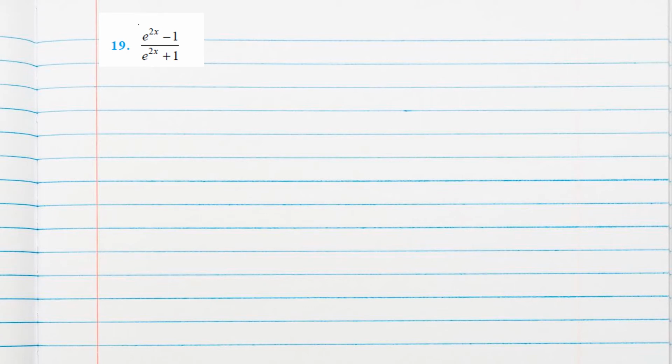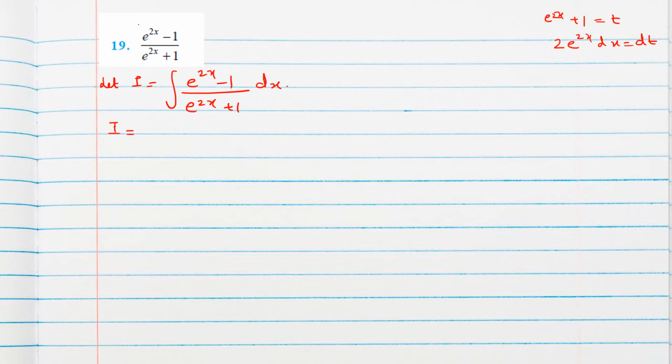Question 19, e power 2x minus 1 divided by e power 2x plus 1. So let this integral be I. Now if you substitute e power 2x plus 1 as t, you will get 2 e power 2x dx as dt. Here minus 1 plus 1 is there with this e power 2x. So you have to first rearrange the question. First you should simplify.